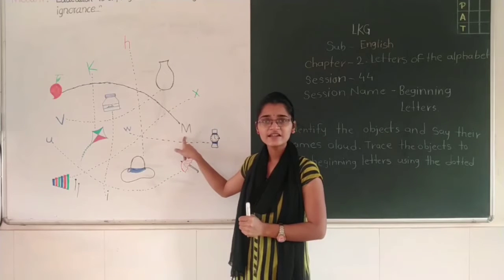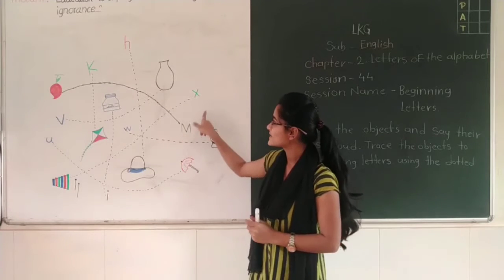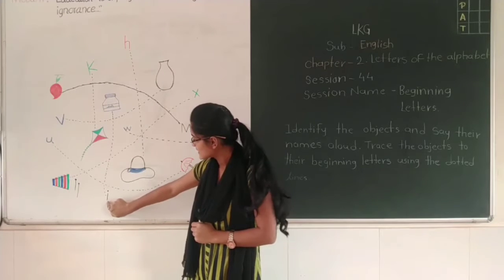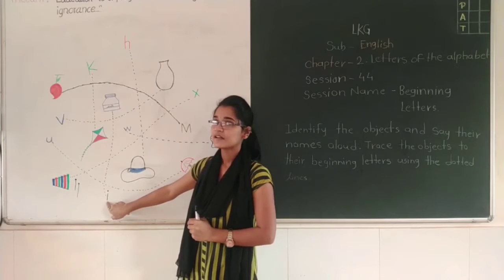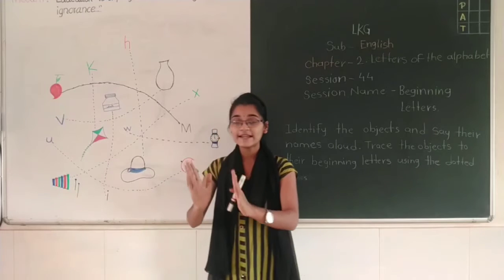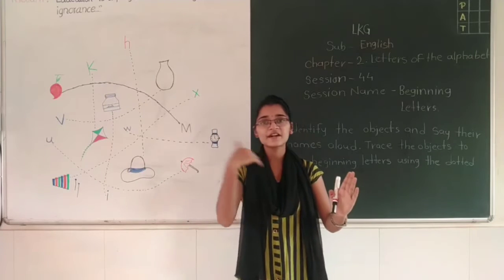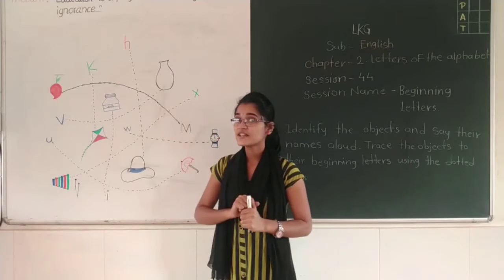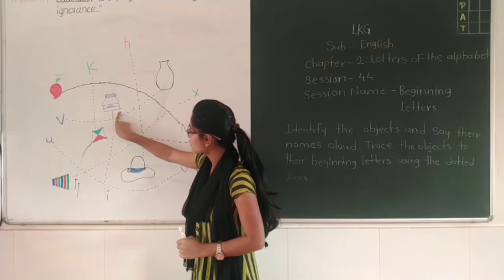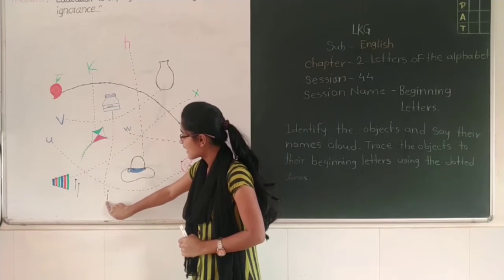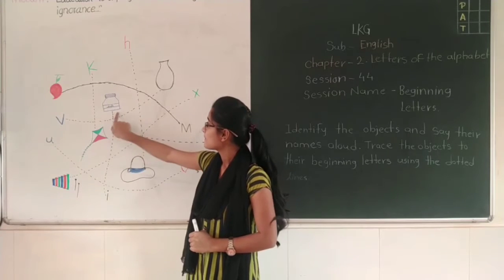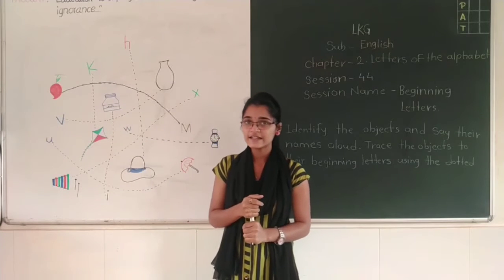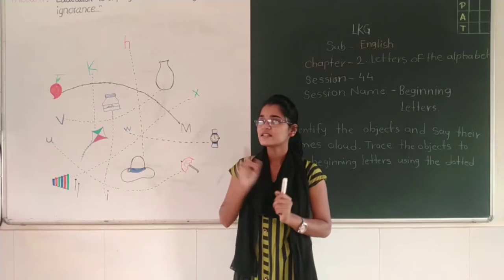Is this letter I? No. So where is letter I? Yes, look at here. This is small i, right? Yes, and the spelling of ink starts from letter I. And this is letter I. Now as you can see, this ink bottle and this I are matched by dotted lines. Right? Now I am going to trace this dotted line.